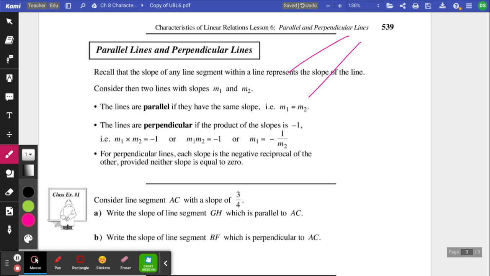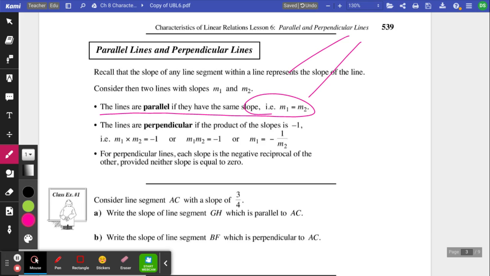So in regards to slope, what do you think would be true about parallel lines? Would they have the same slant, like the same slope? Parallel lines will always have the same slope, which makes sense. If they're not ever going to cross, they have to be moving at the same rate as they go up and over. Slope is steepness. So two lines are parallel if they have the same slope. Circle it, underline it, bold it. If lines are parallel, they will have the same slope.